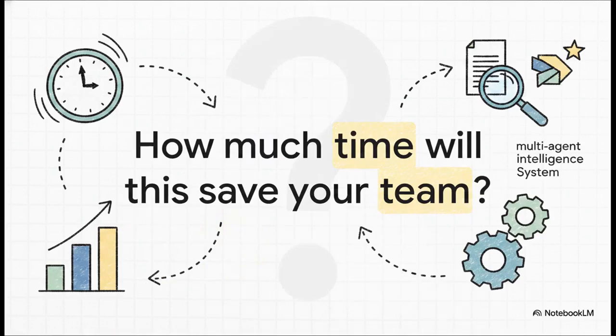Which brings us to the most important question. How much time will an autonomous multi-agent intelligence system save your product team? We've gone from spending days manually clicking through competitor pricing pages to getting a comprehensive strategic breakdown in mere seconds. Our live demo is currently public at our Cloud Run URL, and I highly encourage you to think about how you can integrate multi-agent AI systems into your own workflows.